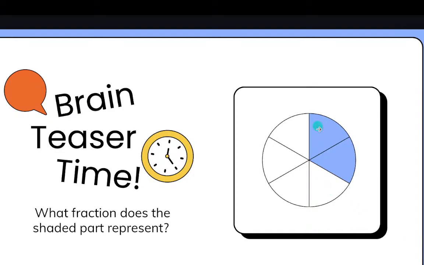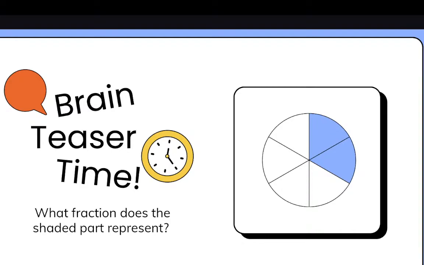Let's take a look at this shaded model. Before we answer this, though, I want everyone to silently think. First, how many total pieces are there in this circle? And then in the second one, how many of these pieces are shaded? Okay, let's continue.